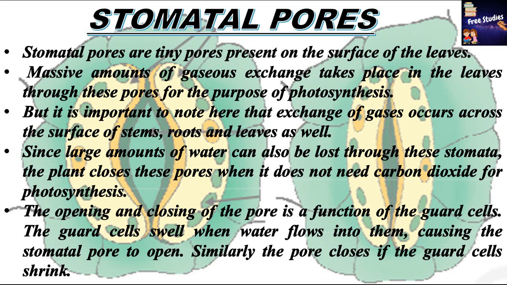It is important to note here that exchange of gases occurs across the surface of the stem, roots, and leaves as well. Since a large amount of water can be lost through these stomata, the plant closes these pores when it does not need carbon dioxide for photosynthesis.